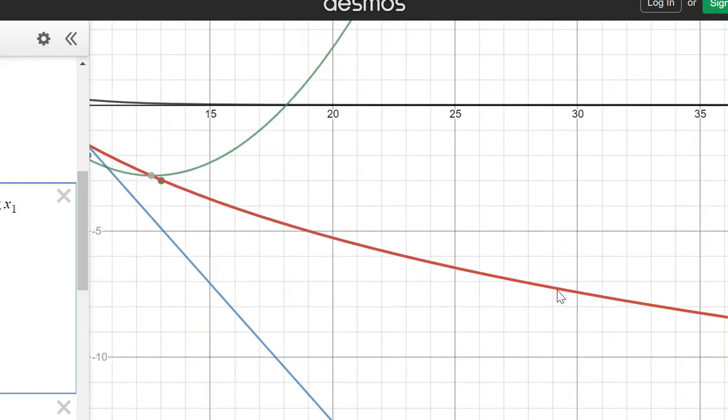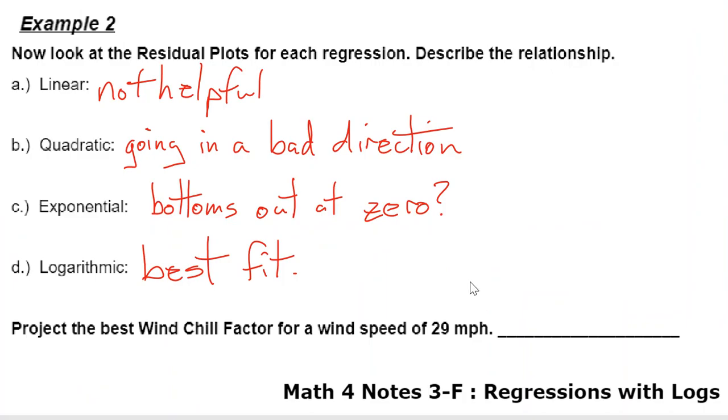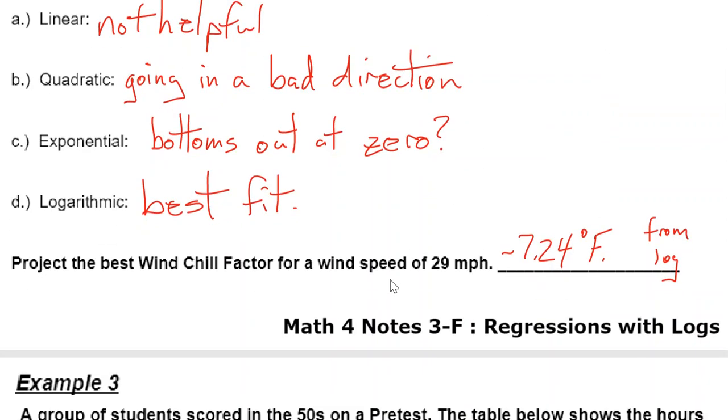Now, I'm going to have to zoom in a bit to get it more precise. There's 29. Oh. There's 29 itself at negative 7.24. When the wind speed is 29 miles per hour, the wind chill factor is negative 7.24. All right, so we're going to go back over here, and we're going to say negative 7.24, and that is degrees Fahrenheit, and that is from the log curve. And that is our best projection for this because we've kind of ruled out the other 3 that there were problems with them.